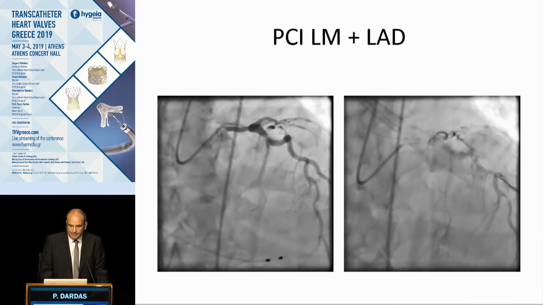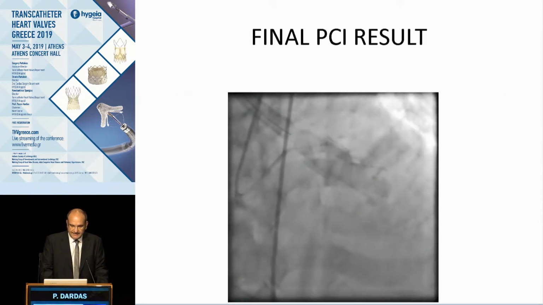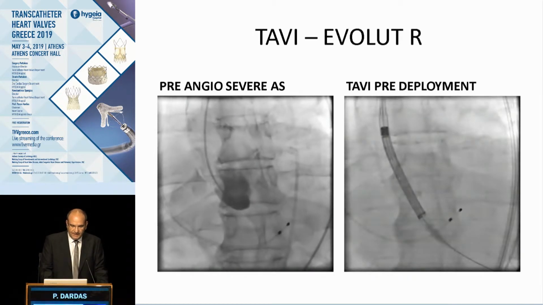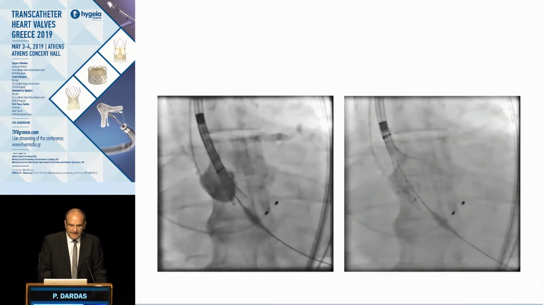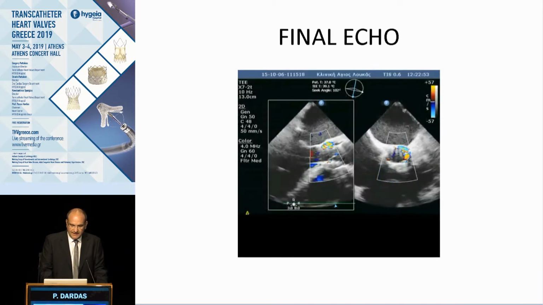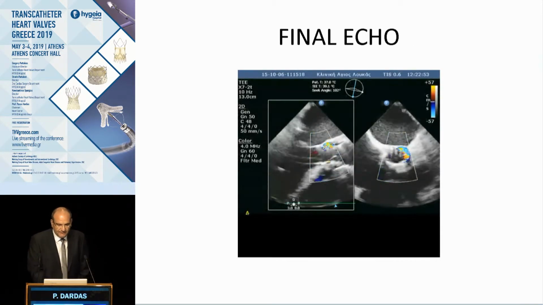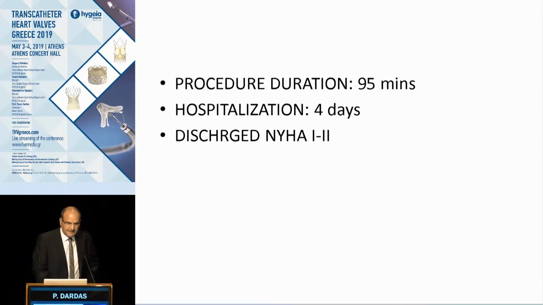We put a couple of stents in the left main, the proximal LAD, and this was the result after stenting. And then very quickly we followed with valve deployment, and we had a very good result. And you can see here the transesophageal echocardiography. And the whole procedure lasted less than an hour and a half. The patient recovered very quickly, and he was hospitalized for 4 days. He was discharged in very good condition.